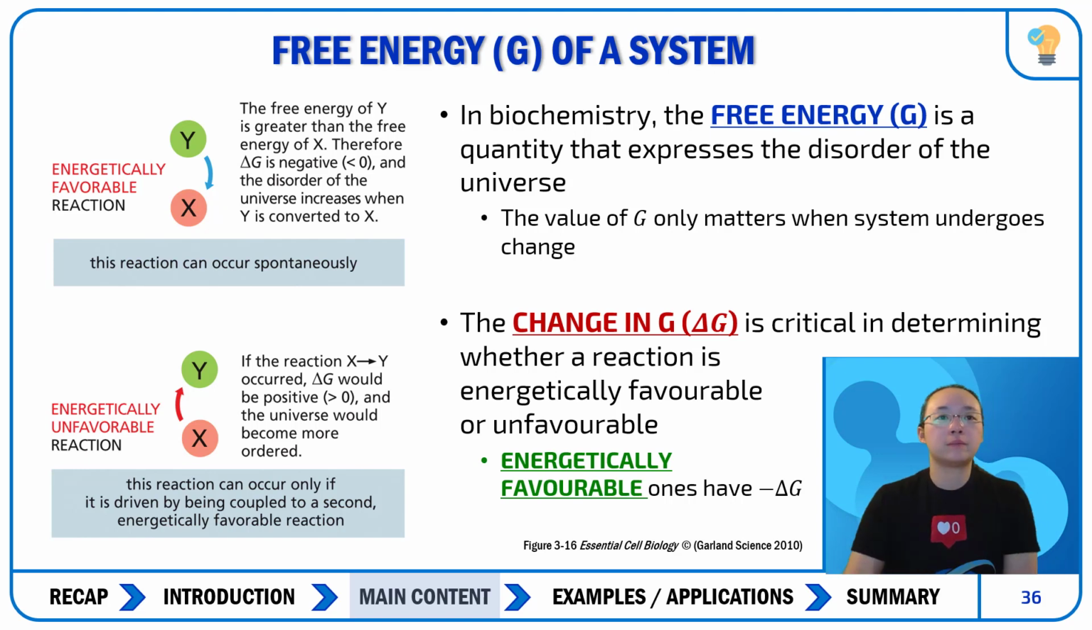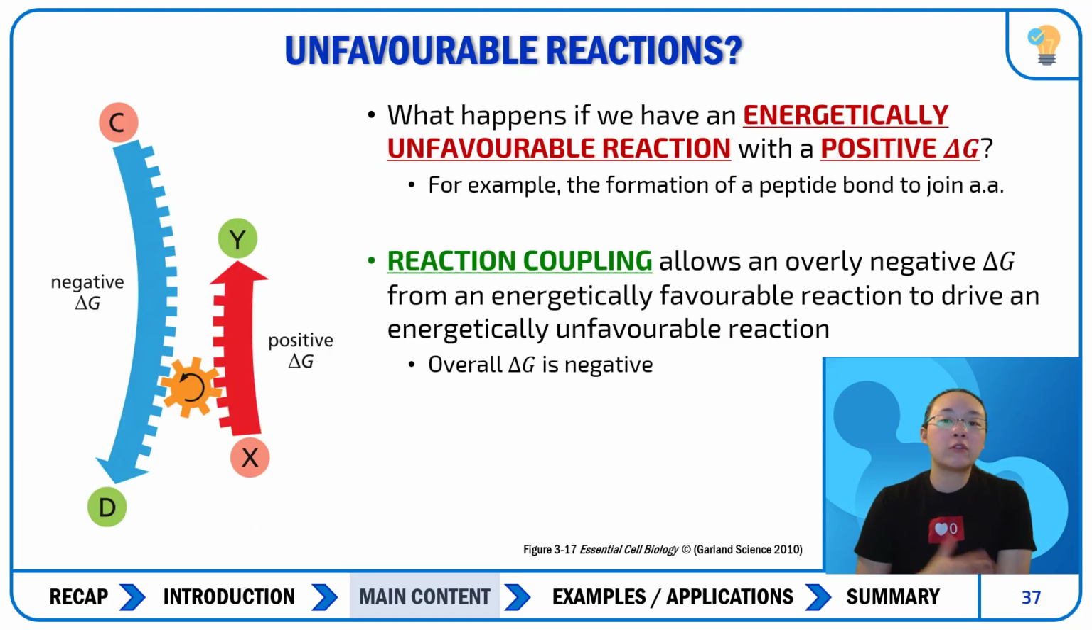Then you have an energetically unfavorable reaction. If the reaction X to Y occurred, delta G would have to be positive, and that means the universe would have to become more ordered. In that case, that's usually not favorable, which means it has to be coupled to a second favorable reaction that supplies more energy for it to surpass this barrier. So unfavorable reactions can still work if they're coupled with a favorable reaction.